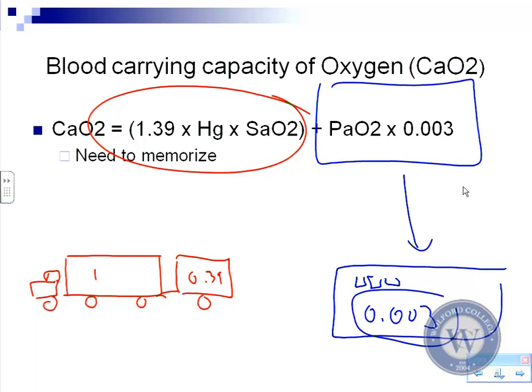You see, you don't have to memorize it. You just have to understand it. To this day, I don't memorize this. I just understand it. I don't memorize equations. I hate memorizing equations.